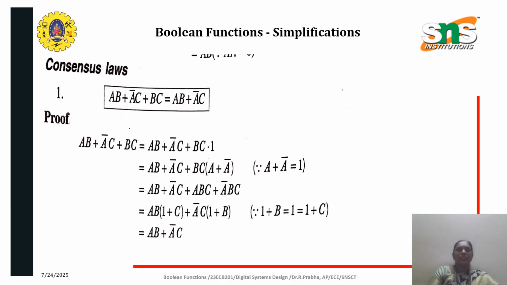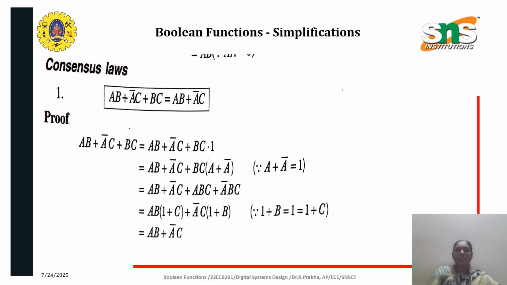For the first example, problem 1 is taken as AB + A'C + BC. This can be reduced into AB + A'C by using Boolean laws. So the three terms are reduced into two terms, and we can reduce the number of logic gates used in the design. In the first example, the left hand side terms are taken, and in the third term BC, we are multiplying with 1 because according to the AND law, any variable multiplied by 1 is equal to the same variable. So BC is multiplied with 1.